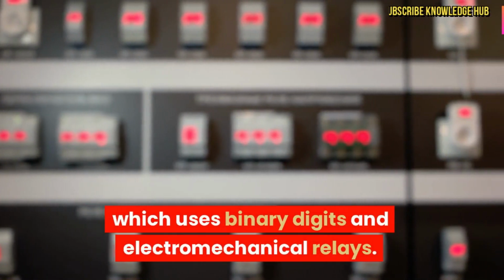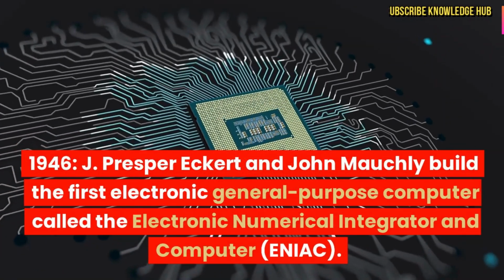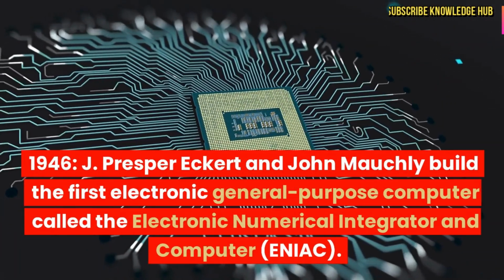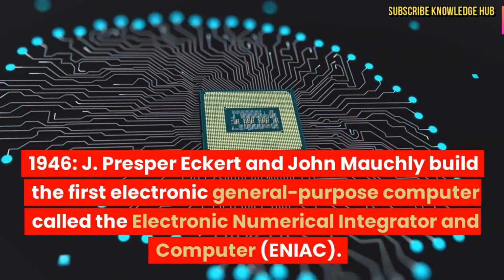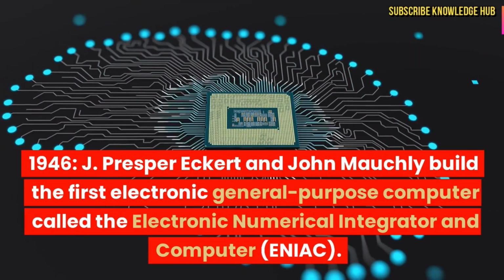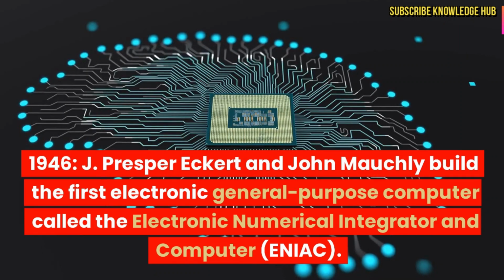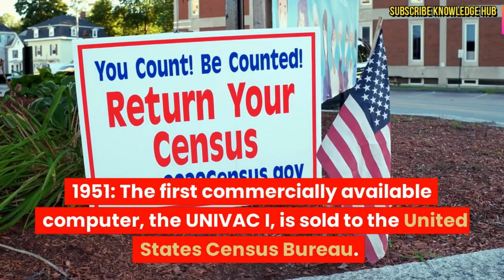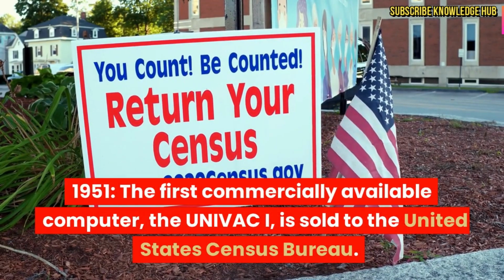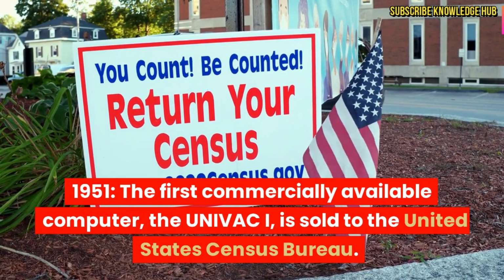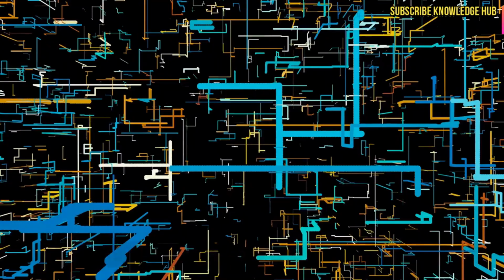electromechanical relays. 1946, J. Presper Eckert and John Mauchly build the first electronic general-purpose computer called the Electronic Numerical Integrator and Computer, ENIAC. 1951, the first commercially available computer, the UNIVAC I, is sold to the United States Census Bureau.